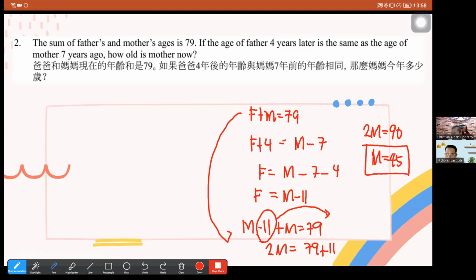Okay, just like what I told you, don't spam the chat so that I can read the chats of your classmates. Please respect your classmates, okay? And also respect me. Okay, let's go to number 3.